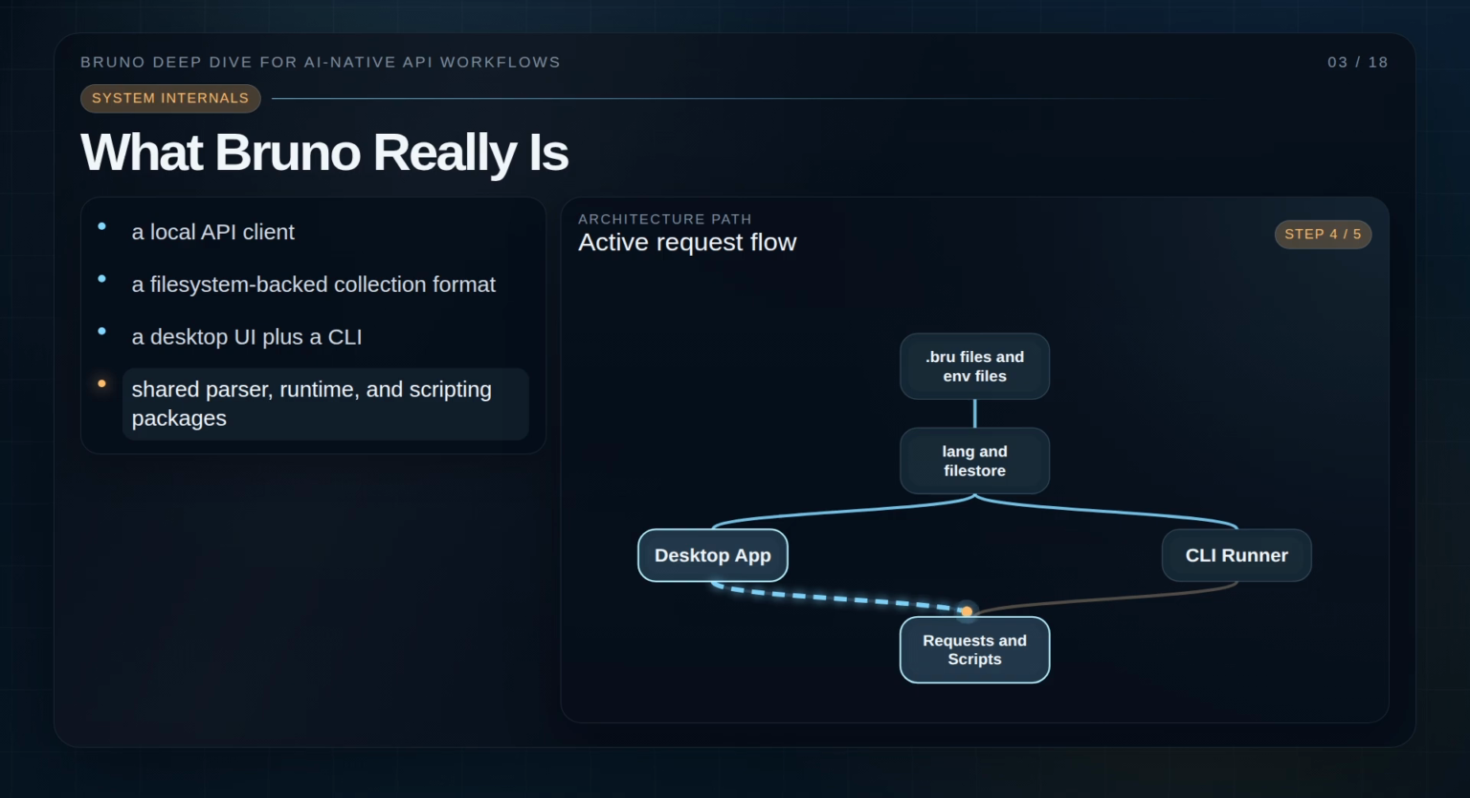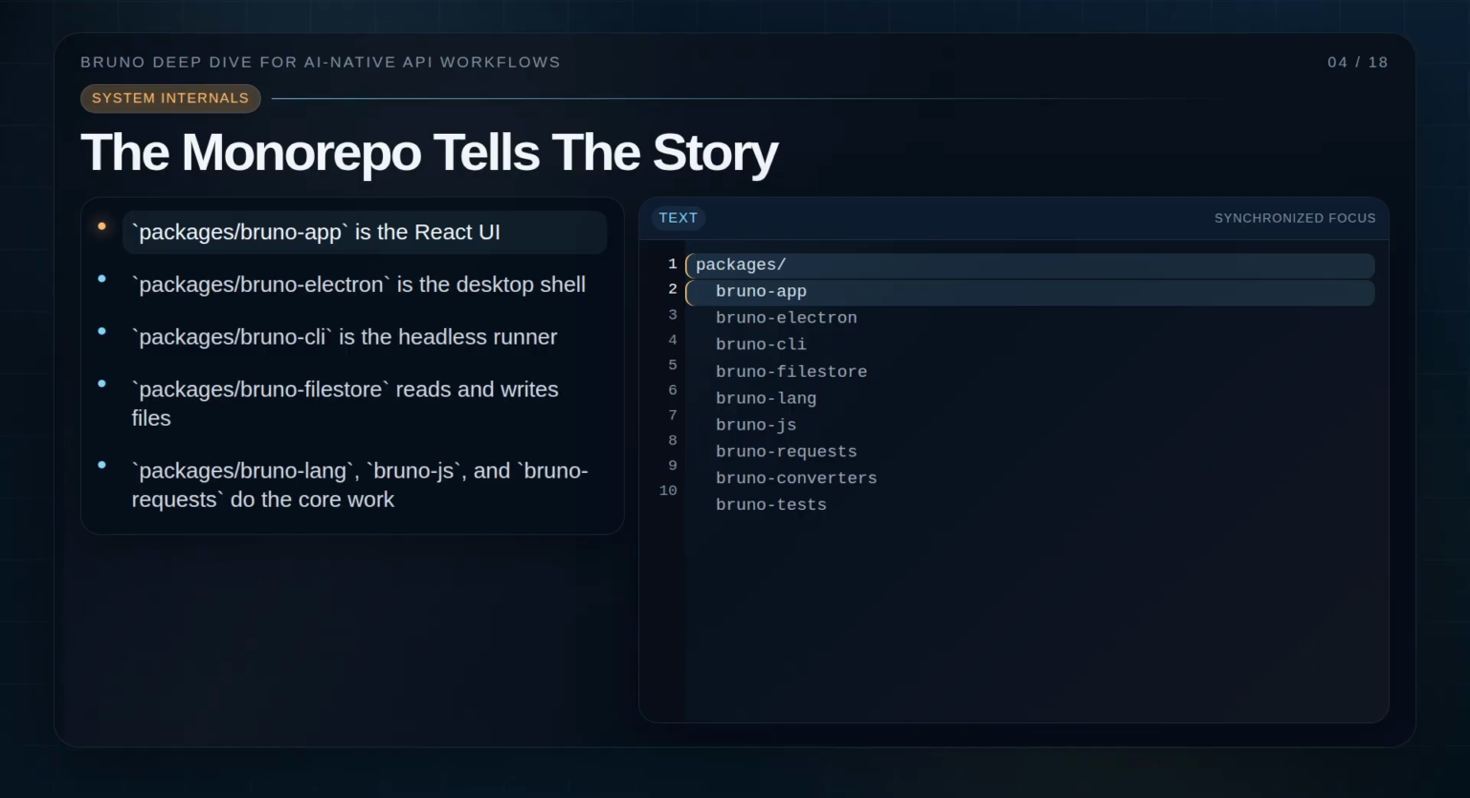The important contract is not a hidden server-side workspace. The important contract is the collection on your file system and the shared code that knows how to read and run it. If you want a fast mental map of the Bruno repo, start in the packages directory.